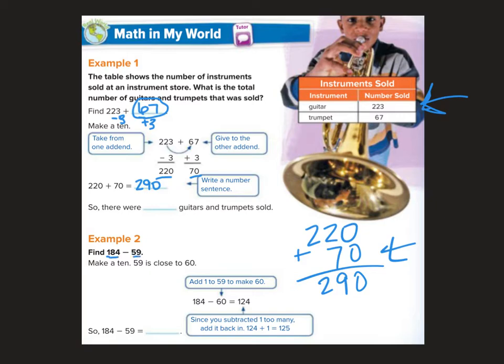So let's look at this one. 184 minus 59. Now, this one is different, you guys. This is not I'm going to take one from one and give it to another. So what I'm going to do is try to make it 10. 59 is close to 60. So what I need to do is add 1 to 59 to make it 60. All right, so now I'm going to do 184 minus 60.